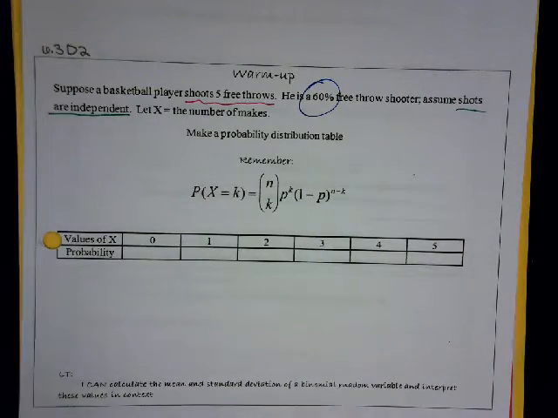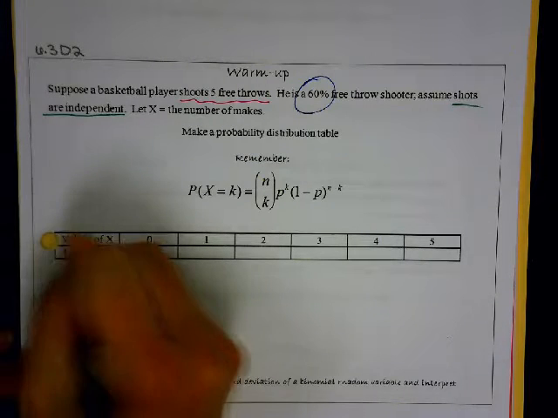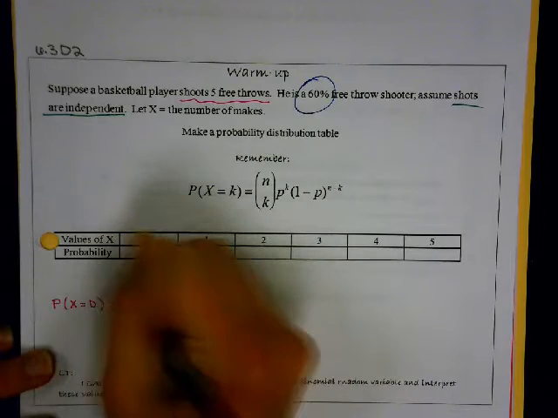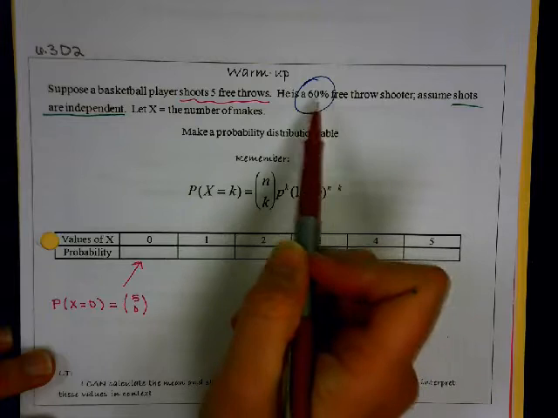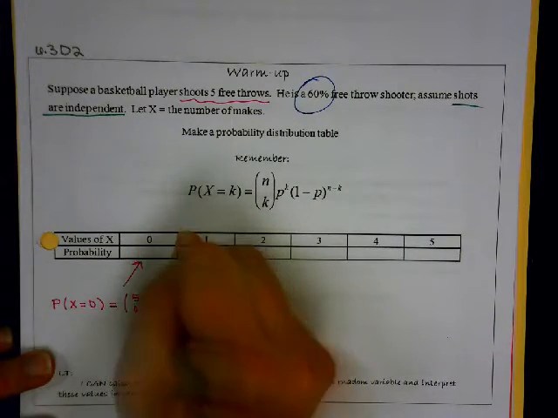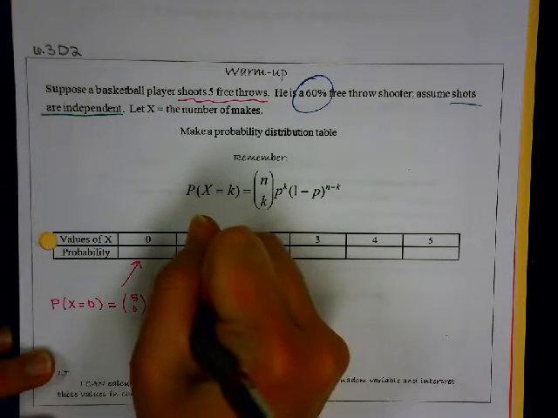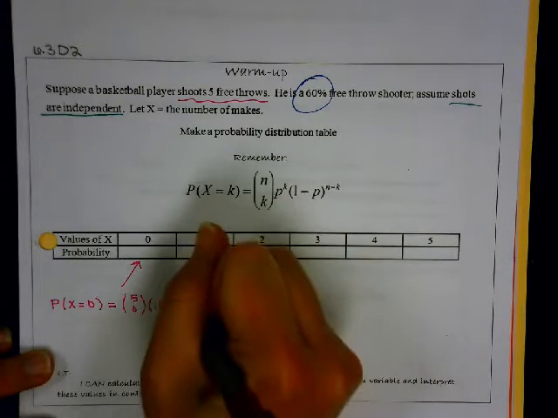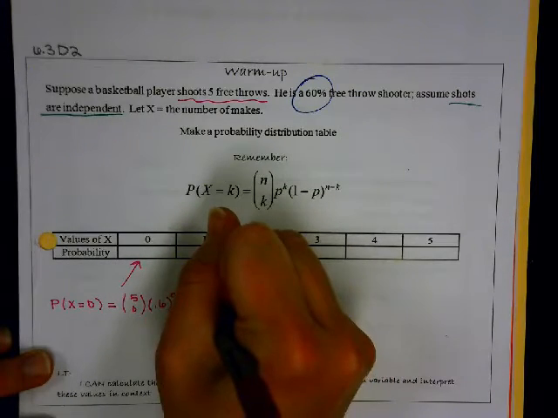So like for 0, that would be the probability that X equals 0, so we make 0 shots. And that comes from 5 possibilities, choose 0 successes. Probability of success is 60%. So we have 0.6. We're raising that to the number of successes, which in this case is 0. And then we're going to multiply by the probability of failure, which would be 0.4, raised to the number of failures, which in this case would be 5.